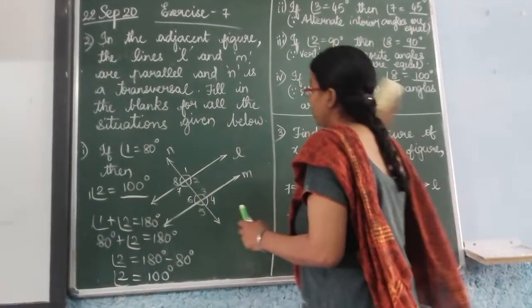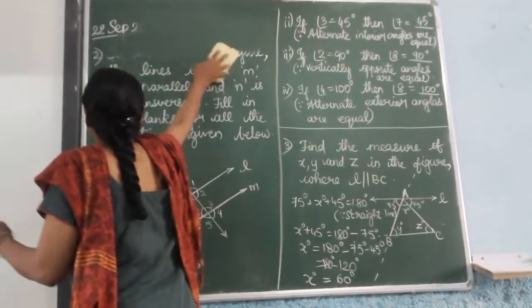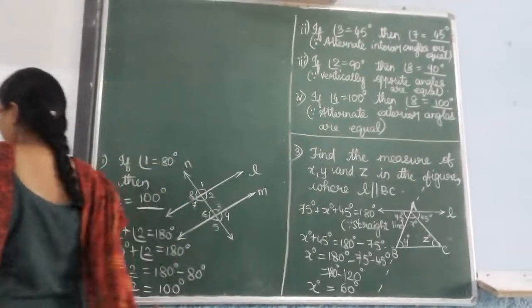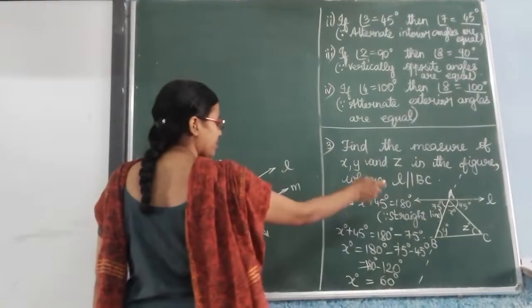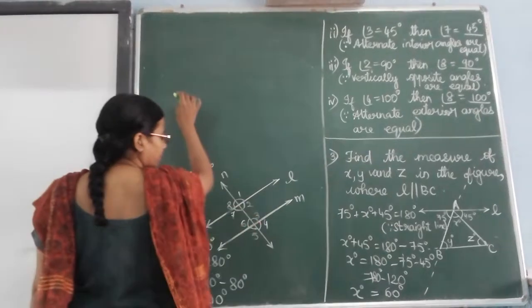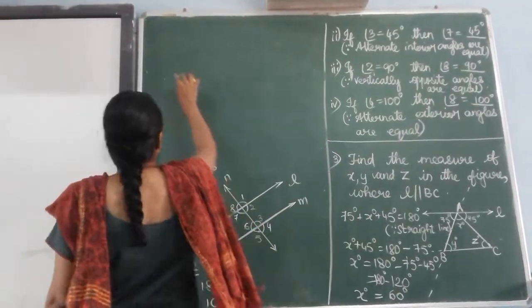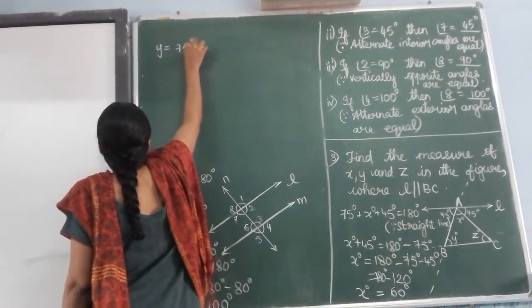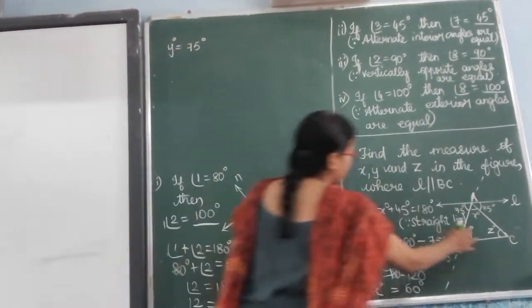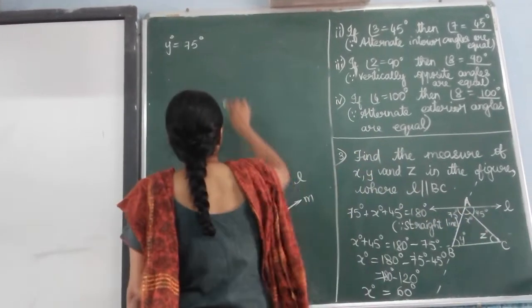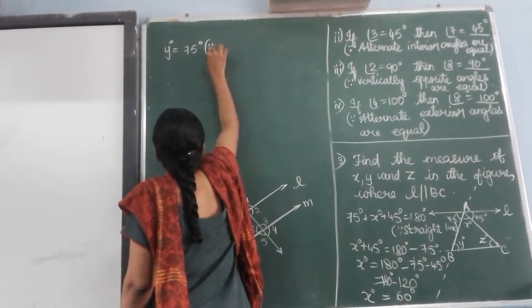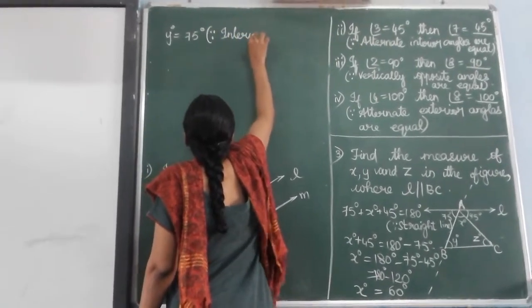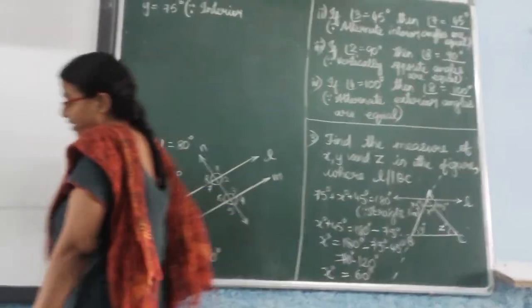Alternate interior angles. So angle y is equal to 75 degrees is what we are going to get. Let us write it. I am erasing this because we have already finished this part. So here you can see that we are considering y is equal to 75 degrees. y degrees is equal to 75 degrees. What is the reason? Since alternate interior angles.